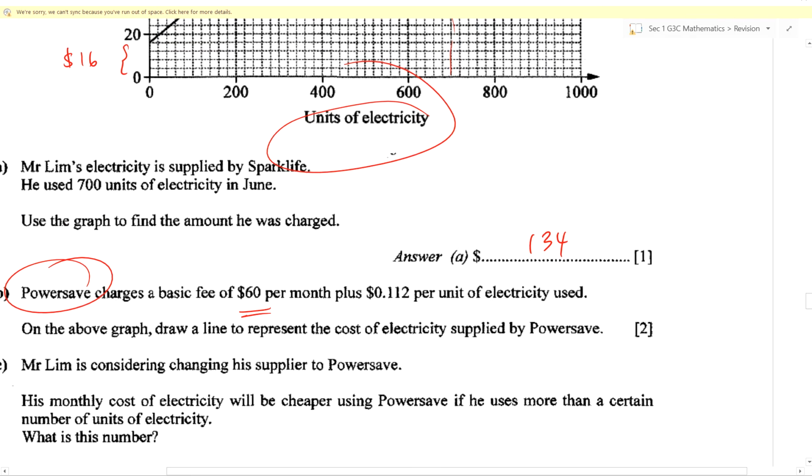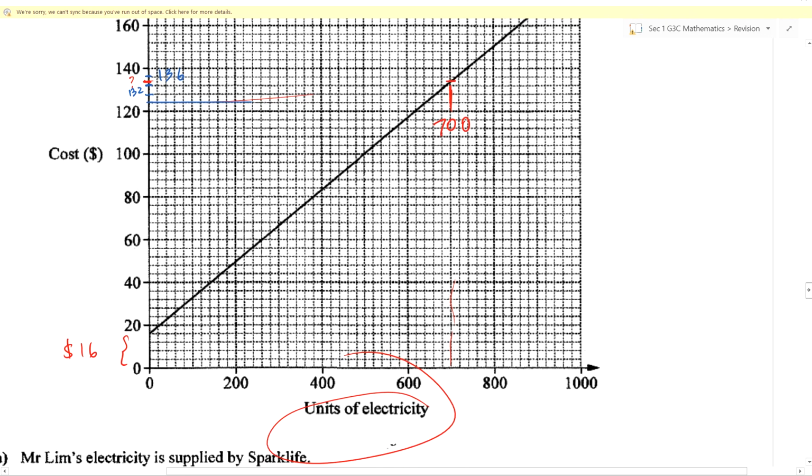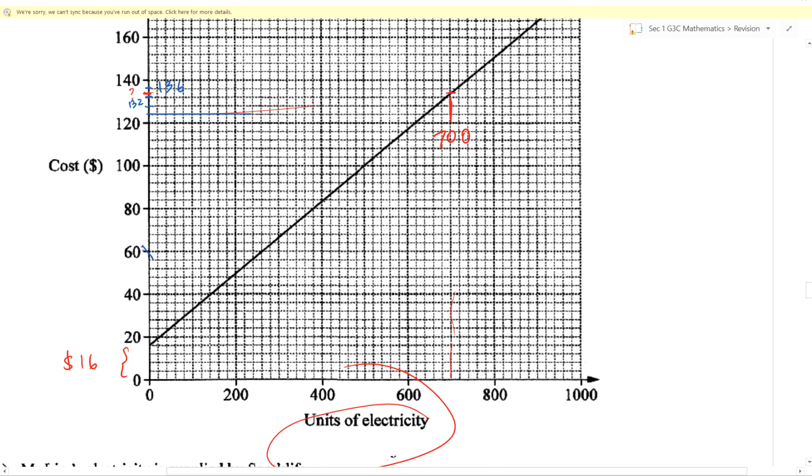Okay, so PowerSafe charging $60 per month. We know that if they use 0 units of electricity, it is going to cost $60 already. Sounds like a really horrible deal, isn't it? Without doing anything, it's going to cost $60. Later we're going to have to plot. So can you check, do you have this point over here? You at least need 2 points to draw a graph, right? And we want 3 because we are kiasu.